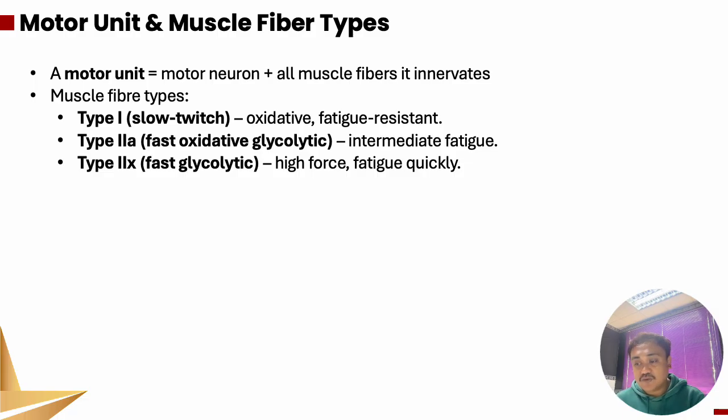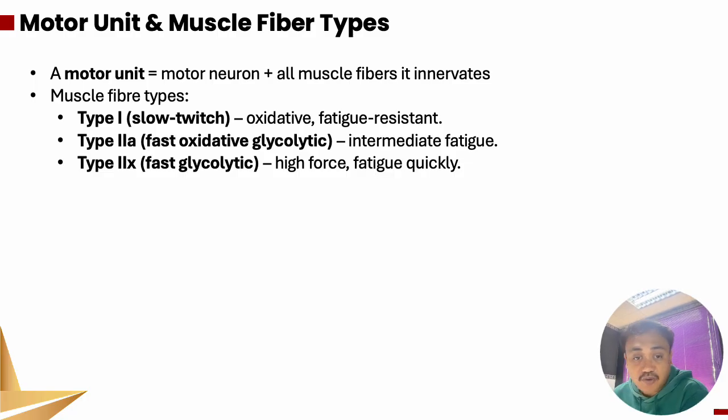And then we have type 2A fibers, which are kind of the middle ground, per se. They're fast but still fairly fatigue resistant. They are good for moderate intensity activities, like in athletics, when we are talking about 800 meters.